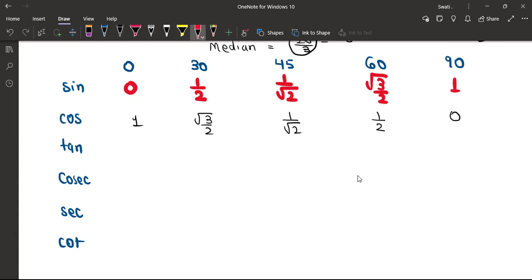Tan. Tan 0 will be 0. Tan 30 will be 1 upon root 3. Tan 45. 1. Tan 60. Root 3. And tan 90. Not defined. Very good. Next. Cosec. Cosec 0.